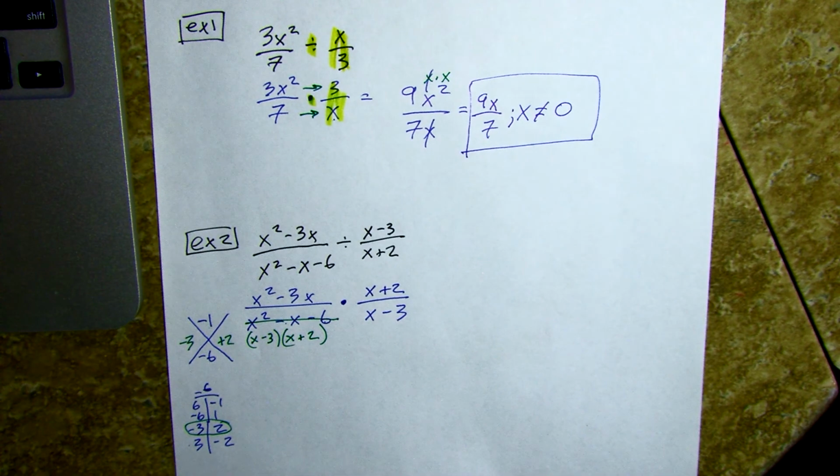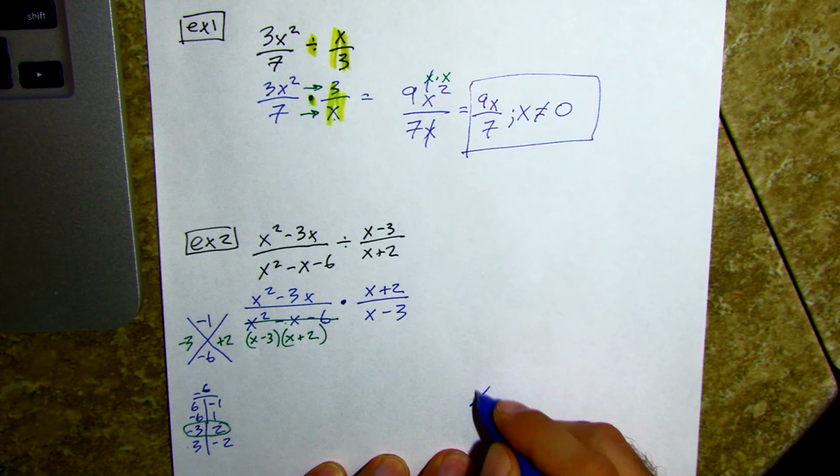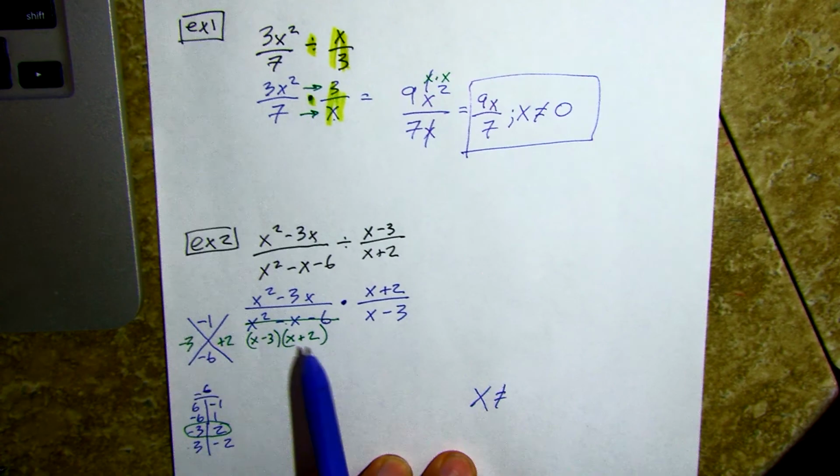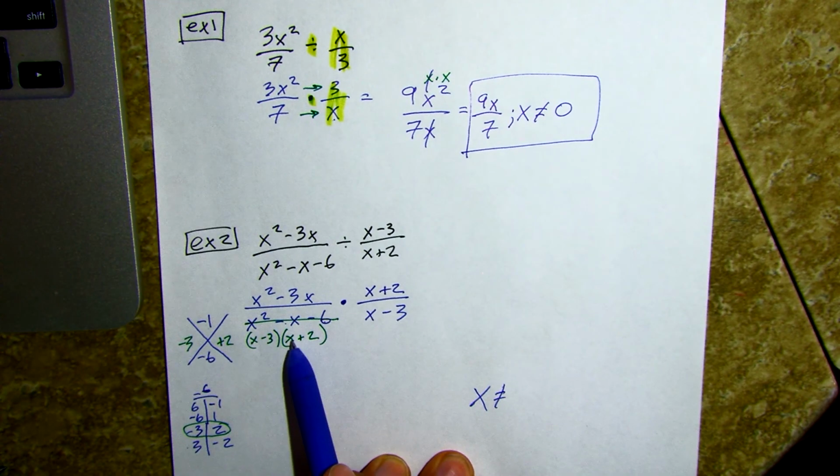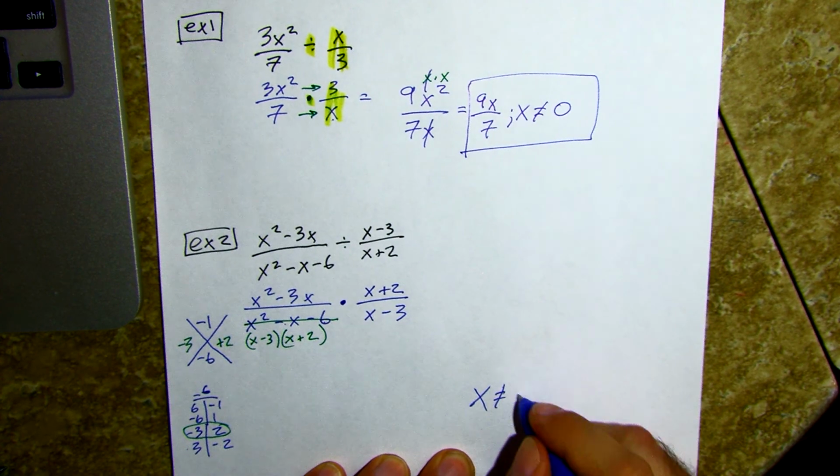All right. And when I look at that, now I need to go in and state what x cannot equal. X cannot equal negative 2, because look at this expression here. If we put negative 2 in for x, we get a 0 on the bottom of the fraction. You can't have that. So negative 2 is out.